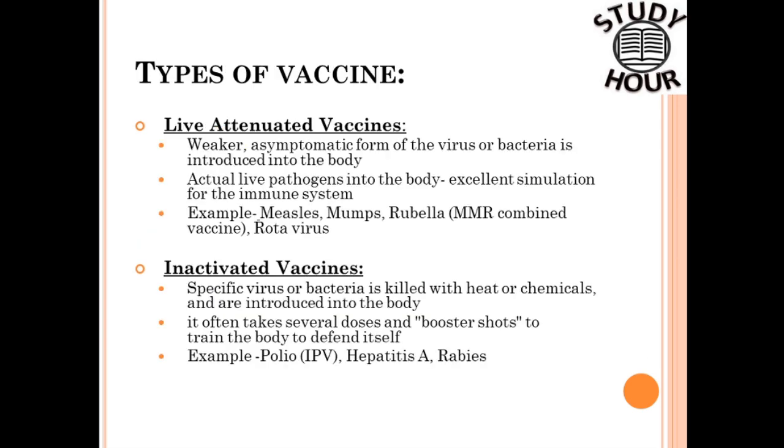Now this is very important topic, types of vaccine. Now first is live attenuated vaccine. In live attenuated vaccine, the virus or the bacteria, they are live, they are not dead. Okay, so they are present in very weak form and they are asymptomatic, that is they will not cause any kind of disease. Okay, so the actual live pathogens are used as antigen, so the body's immune system will get excellent stimulation.